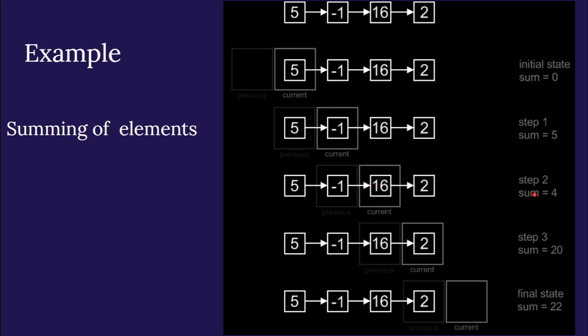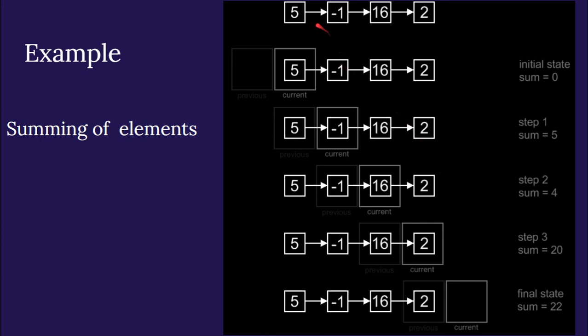Now the sum is 4 and the current element is 16. So 4 plus 16 is 20. After this step the sum becomes 20, and then the pointer moves to the next element. So the sum is 20, then you have to add the value 2, and the answer is sum is equal to 22. Finally there is nothing to move, and we have reached the end of the list. That's all, the process is over.